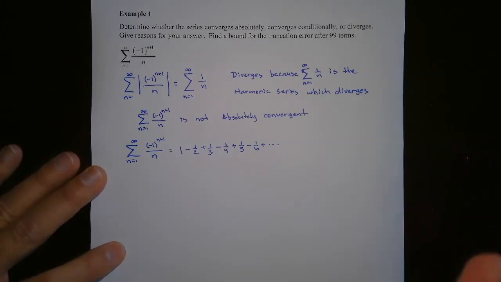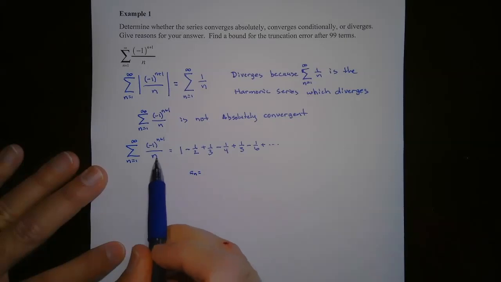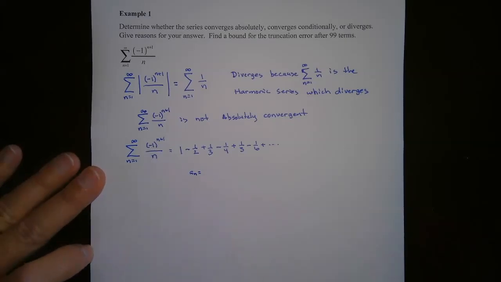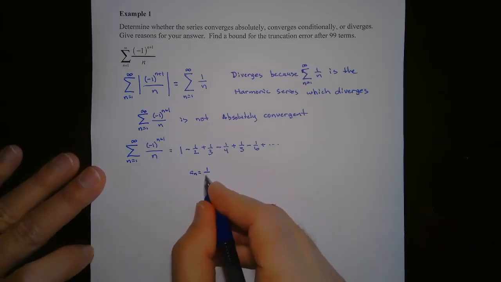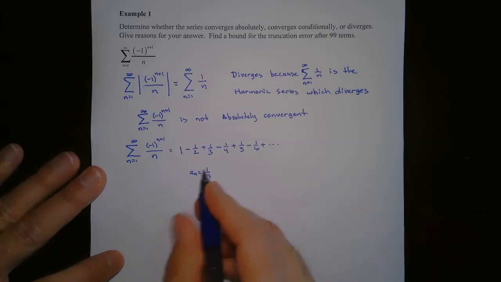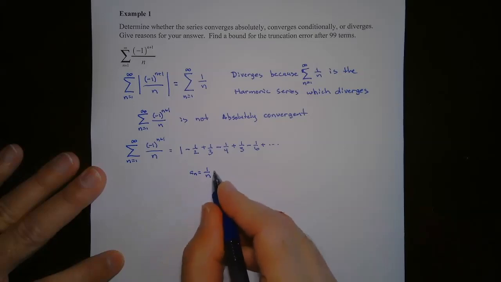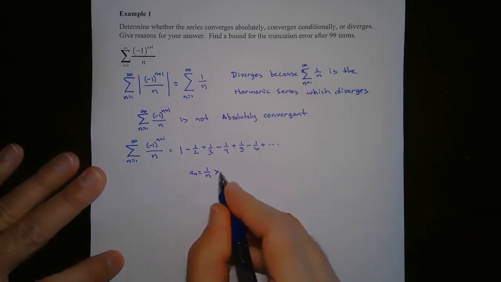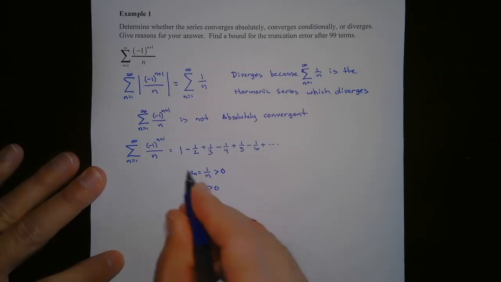Okay. So let's establish, does this converge or not? We have to use the alternating series test since it's an alternating series. So what's a sub n? A sub n is the term without the piece that's causing it to alternate. In this case, it'd be 1 over n. And what do we know about 1 over n? For n bigger than 1, that's always positive, which is what we have to show. So a sub n is greater than 0. The values are all positive.